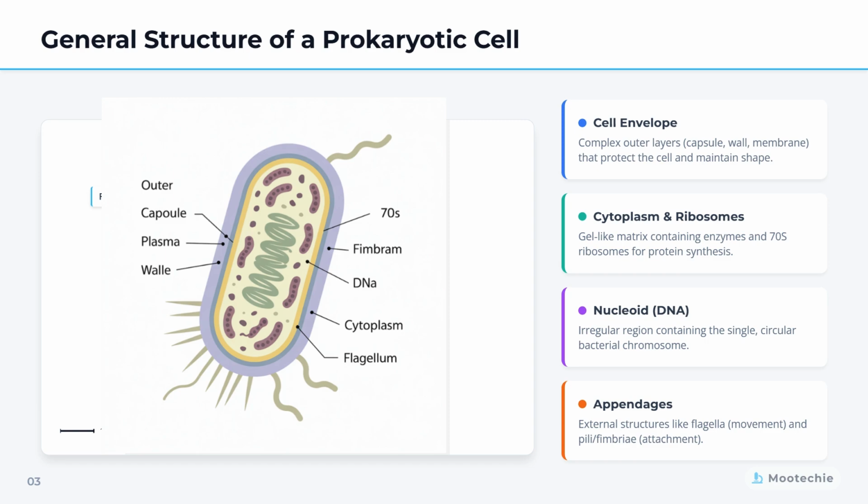Nucleoid, DNA. This is the irregular region containing the single, circular bacterial chromosome. It's where the genetic material is stored without a surrounding nucleus. Appendages. These are external structures like flagella for movement and pili or fimbriae for attachment. Looking at the diagram, we can see labels pointing to these parts: the outer capsule, plasma membrane, cell wall, 70S ribosomes, fimbriae, DNA in the nucleoid region, cytoplasm, and a flagellum. This image effectively maps out the anatomy of a typical prokaryote.